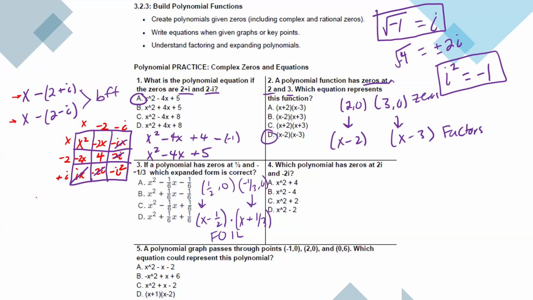How many people prefer the box over multiple distribution? Nobody? Nobody? No? Okay, cool, cool, cool. It's okay. So let's go over FOIL then.